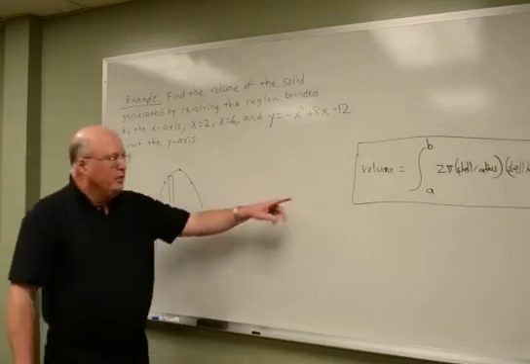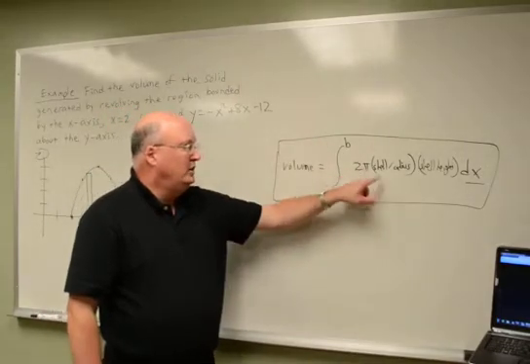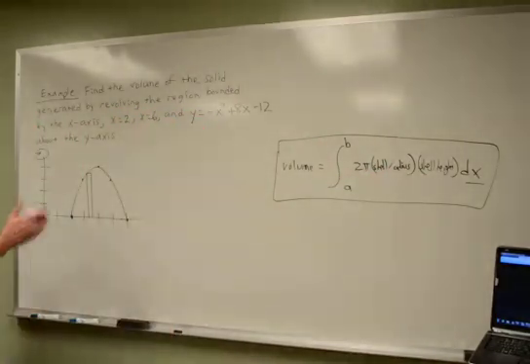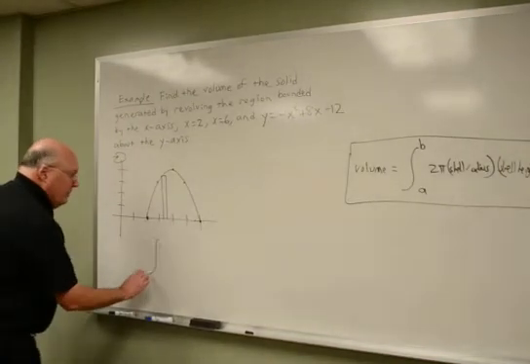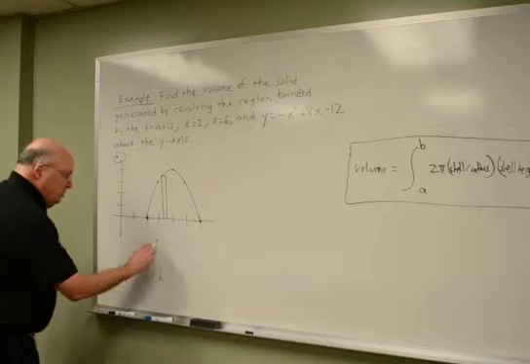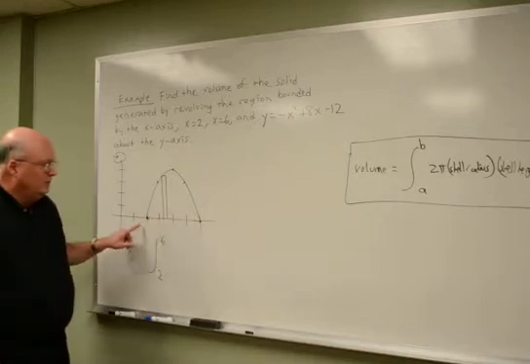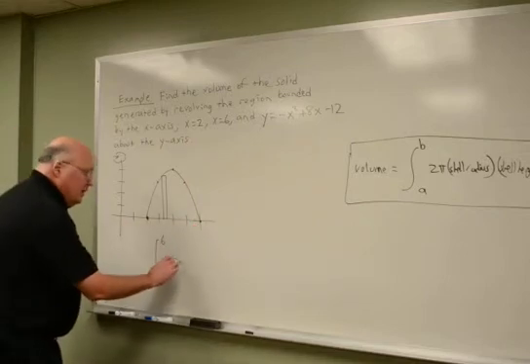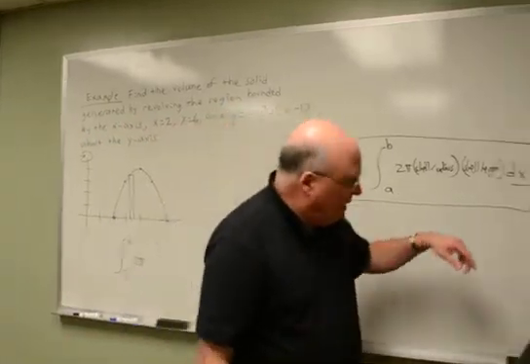So look at your formula for volume. It's the integral from a to b of 2 pi times shell radius times shell height dx. So all we have to do is figure out the shell radius and the shell height. So we have the integral from 2 to 6, because that's where our region goes, of 2 pi times the shell radius. Well, what is the shell radius?